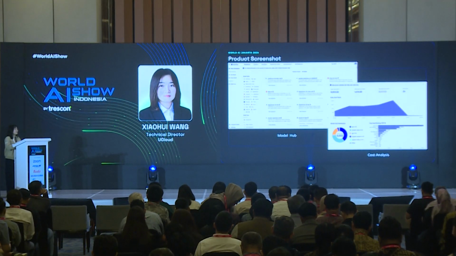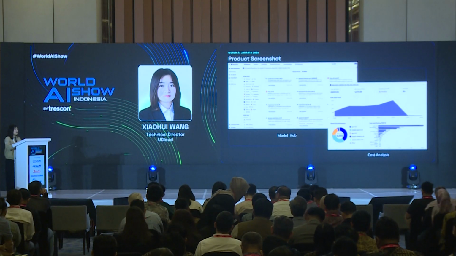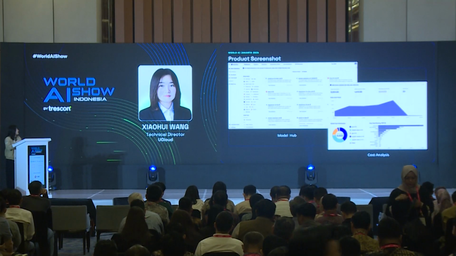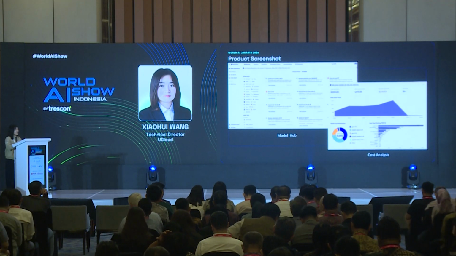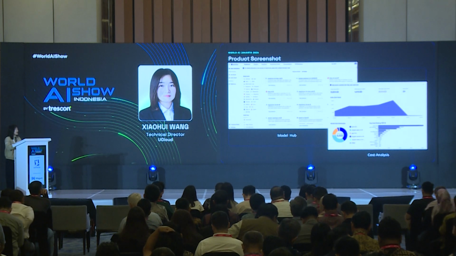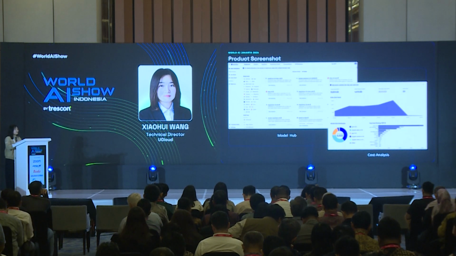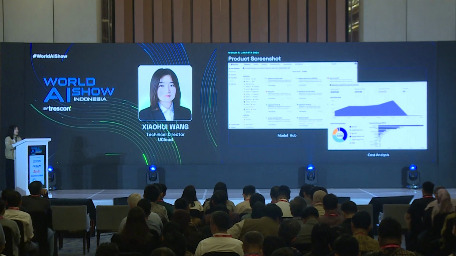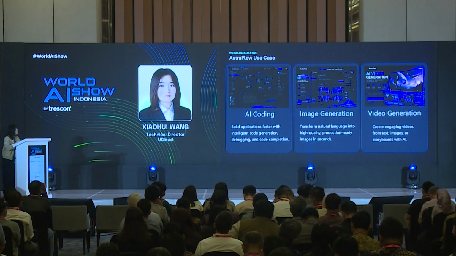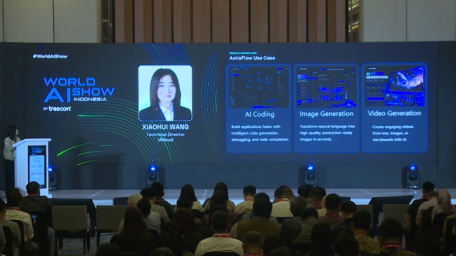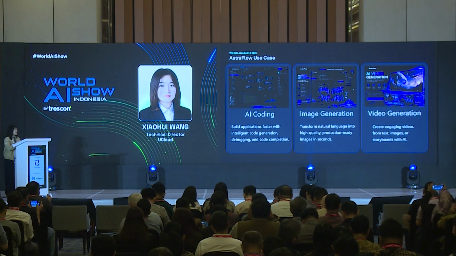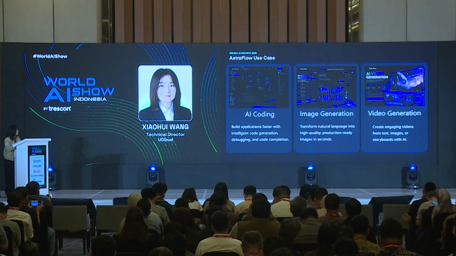This is the actual AstraFlow interface. Everything we talked about in the previous slides is available through the unified console. Users can manage their models, configure API keys, view the runtime status, and deploy AI without dealing with the complexity underneath. Our goal is to let enterprises focus more on business innovation rather than infrastructure management. Among all the enterprise scenarios, the top 3 use cases are AI coding, image generation, and video generation. These creative workloads are becoming the most popular applications on our platform.